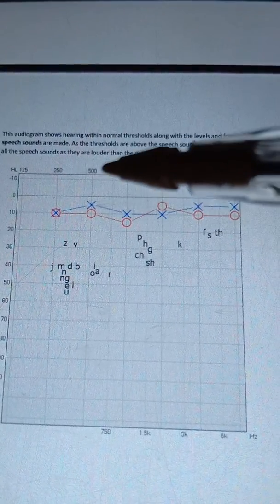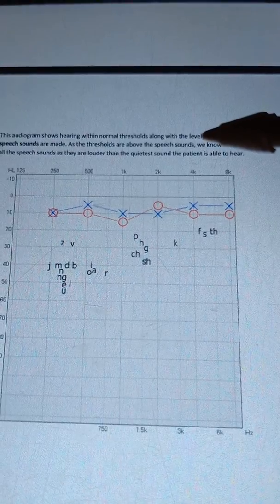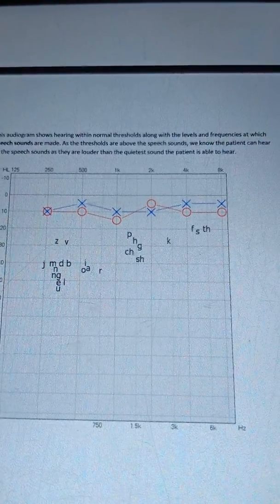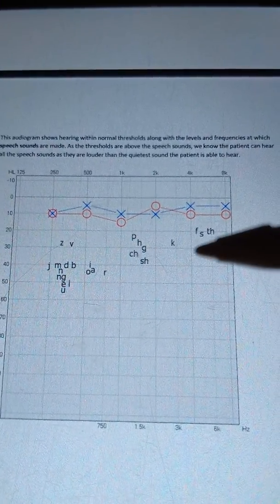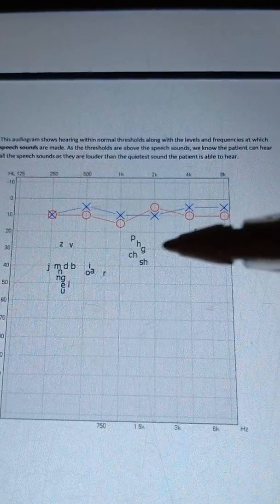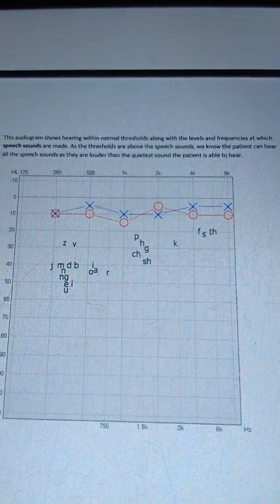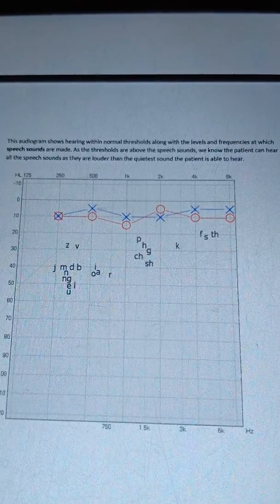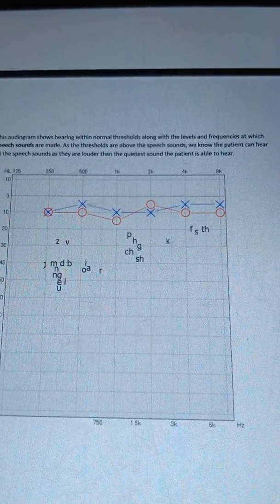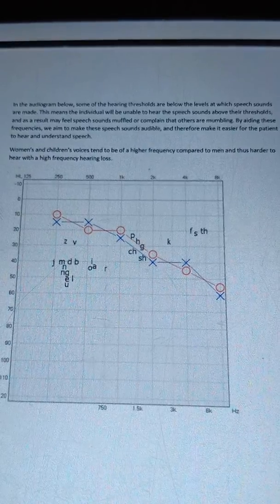This audiogram shows hearing within normal thresholds, along with the levels and frequencies at which speech sounds are made. As the thresholds are above the speech sounds, we know the patient can hear all speech sounds as they are louder than the quietest sound the patient is able to hear.